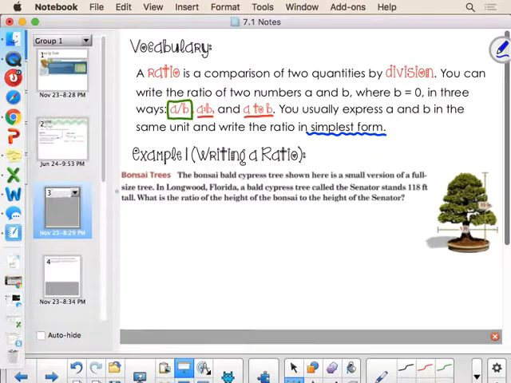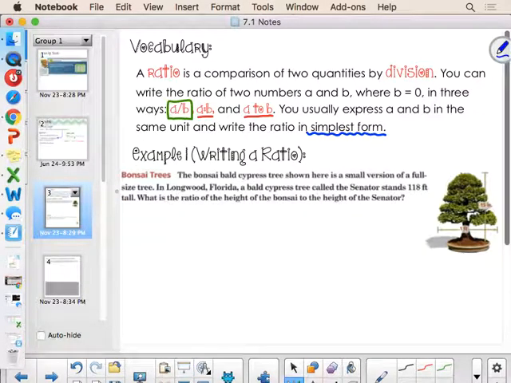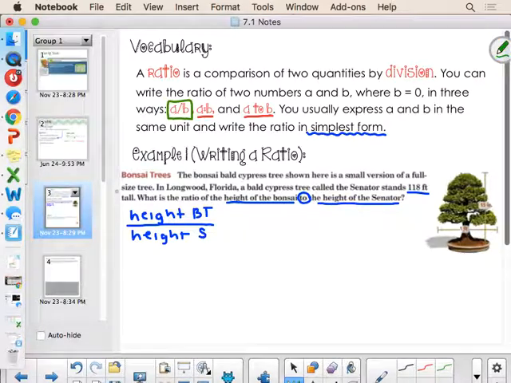So here is our first problem. Example 1. The bonsai bald cypress tree shown here is a small version of a full-size tree. In Longwood, Florida, a bald cypress tree called the Senator stands 118 feet tall. What is the ratio of the height of the bonsai tree to the height of the Senator? So what I really care about here is the ratio of the height of the bonsai tree to, or divided by, the height of the Senator. Because this question specified what order to write my ratio in, I must obey, okay?